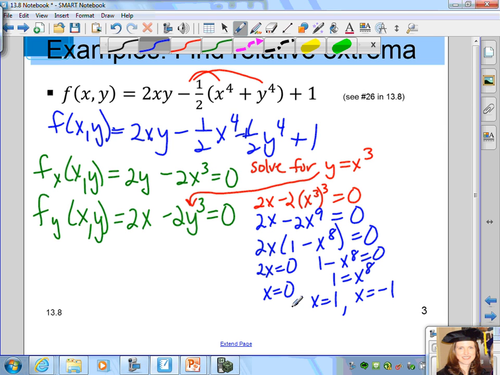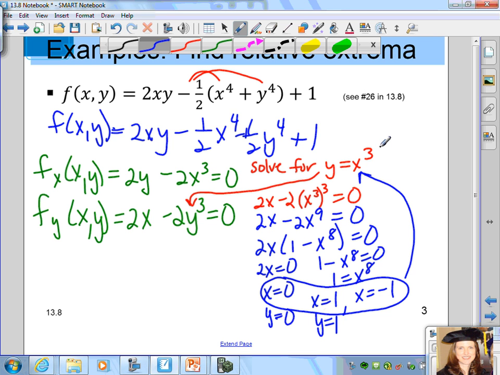Now these are the x values for our critical points. We want to put all these back into here to find our y values. So when x is equal to 0, we get y is equal to 0. When x is equal to positive 1, y is equal to positive 1. And when x is equal to negative 1, y is equal to negative 1. So we have 3 critical points: 1 point, 2 points, 3 critical points.